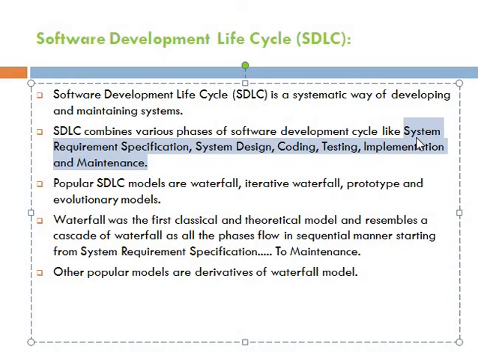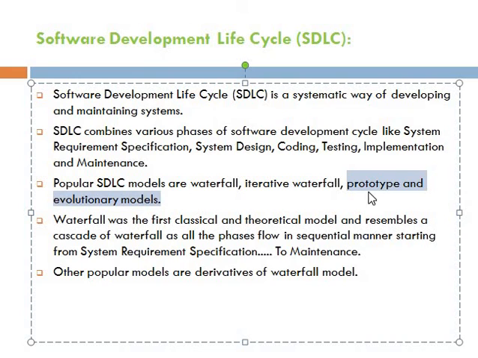That means in a waterfall model that implements the software development life cycle, the first phase will be the system requirement specification, followed by the system design, then the coding phase, then testing phase, then the implementation phase, and finally the maintenance phase. And waterfall model was the first classical and theoretical model that was used to design and develop a software application using these phases.